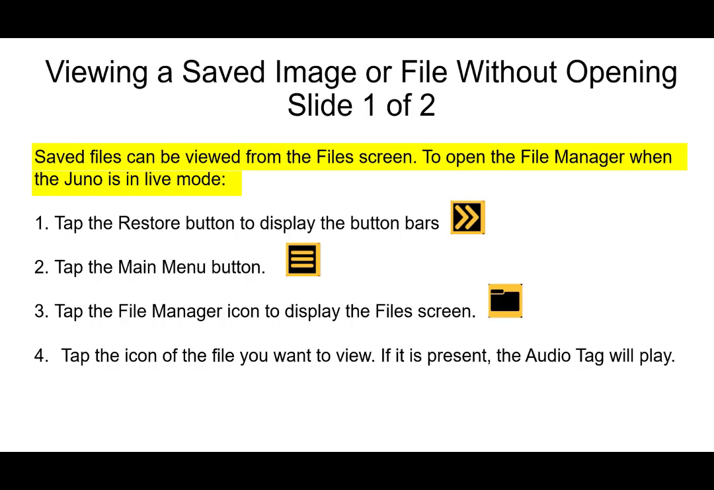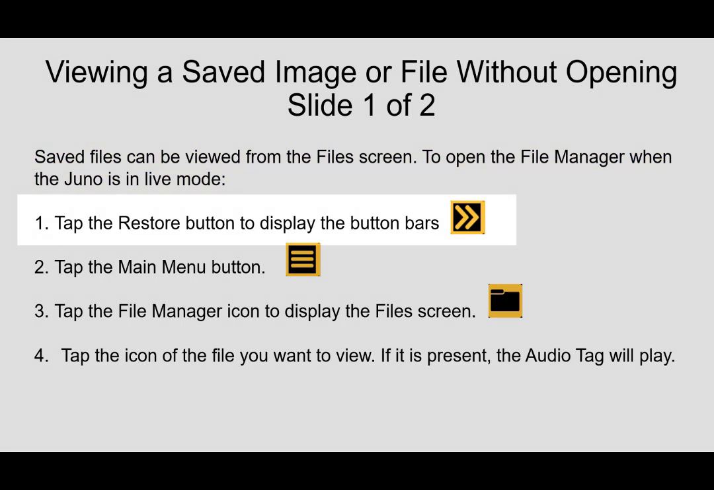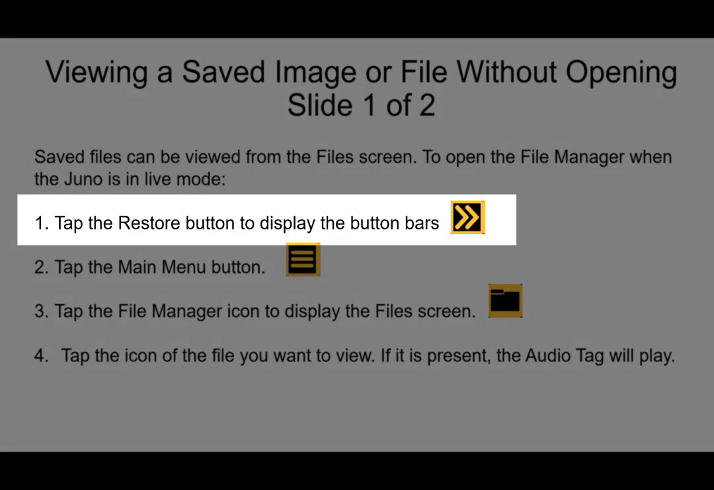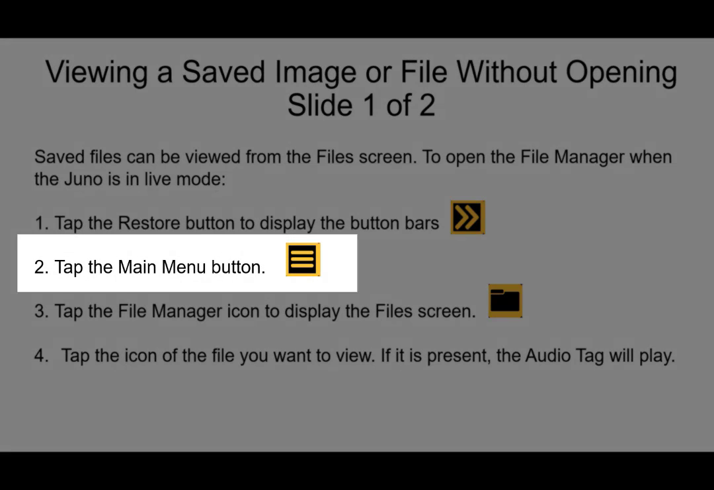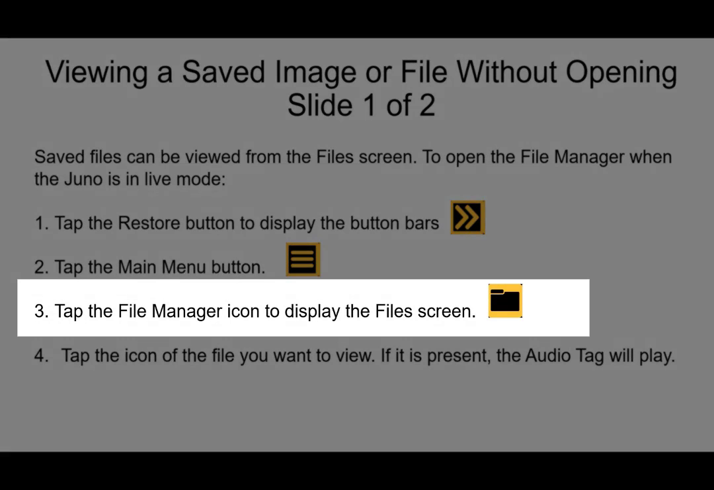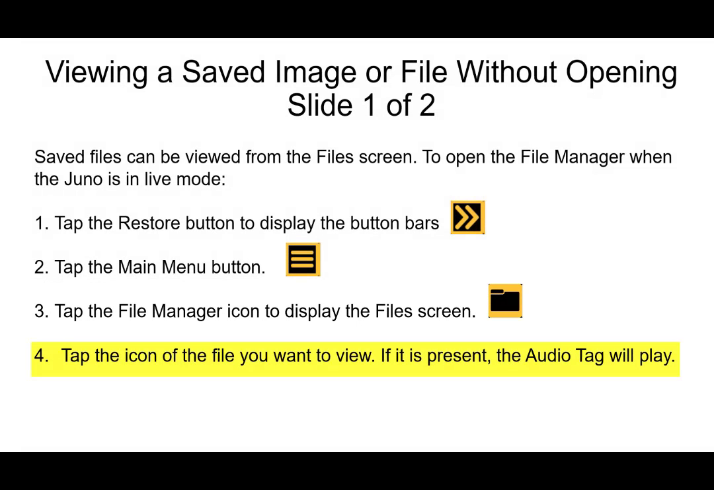Assuming, by the way, that we are in live mode, this is how you would proceed. You're going to tap the Restore button that's located in the bottom left corner of your screen, and then the Main Menu button, which is located in the upper left area. The File Manager icon will then be displayed on the main menu screen, and you're going to need to tap that, and then tap the icon of the file that you want to view. Now, if it's present, the audio tag that you've recorded will play.